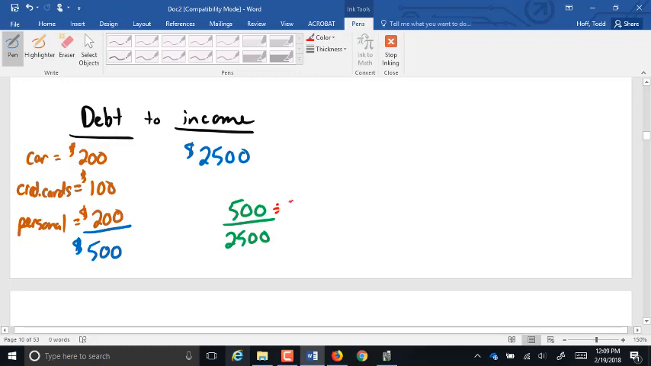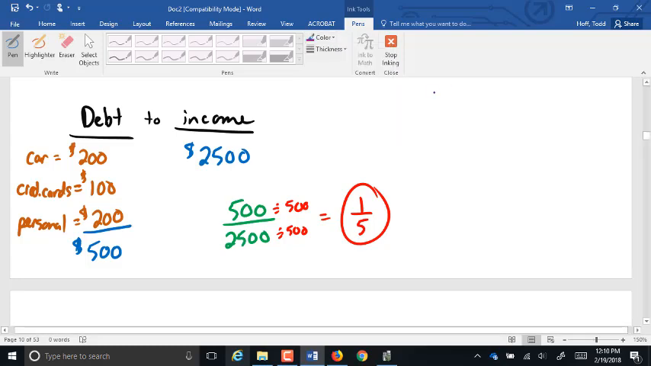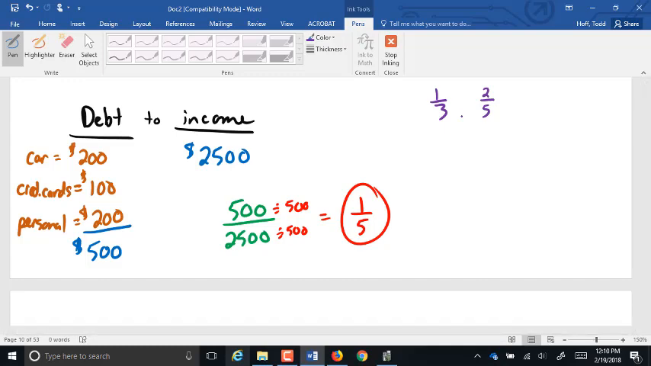Both of those divide by 500. You can get a 1 to 5 debt to income ratio. That's actually a pretty good debt to income ratio. Depending on your bank, most of them want it to be a 1 to 3. Some will push it up to a 2 out of 5. That's just saying, again, what fraction, what portion of your income is already dedicated to debt payments.